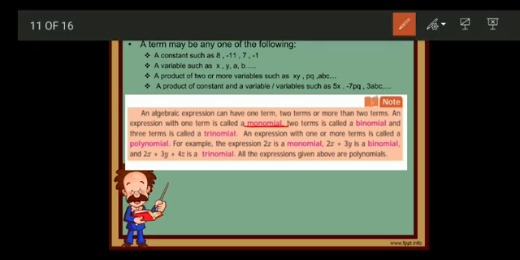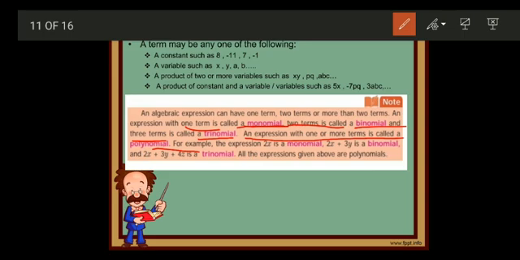If an algebraic expression is having only one term, then that is monomial. If it is having two terms, that is called binomial. And if it is having three terms, that is called trinomial. One term means monomial, two terms means binomial, and three terms means trinomial. And if it is having more than one term, then that is called polynomial. An expression with one or more terms is called polynomial.